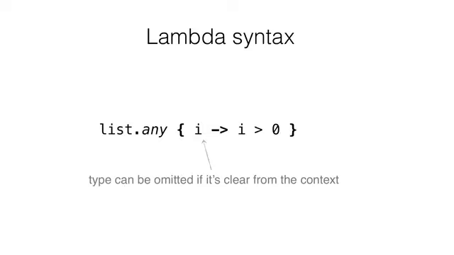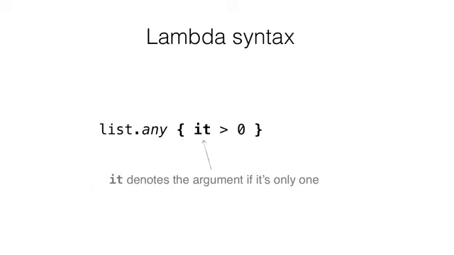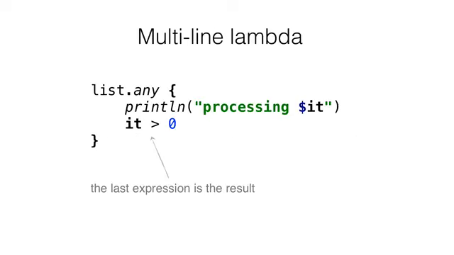If the type can be inferred, if the type of the argument is clear from the context, it can be omitted. If your lambda has only one argument, you can replace its name with it. So it's an automatically generated name for your lambda if it has only one argument. And if you want a multi-line lambda, so you want to express some complicated logic, then you just do it, and the last expression of this lambda would be the result.